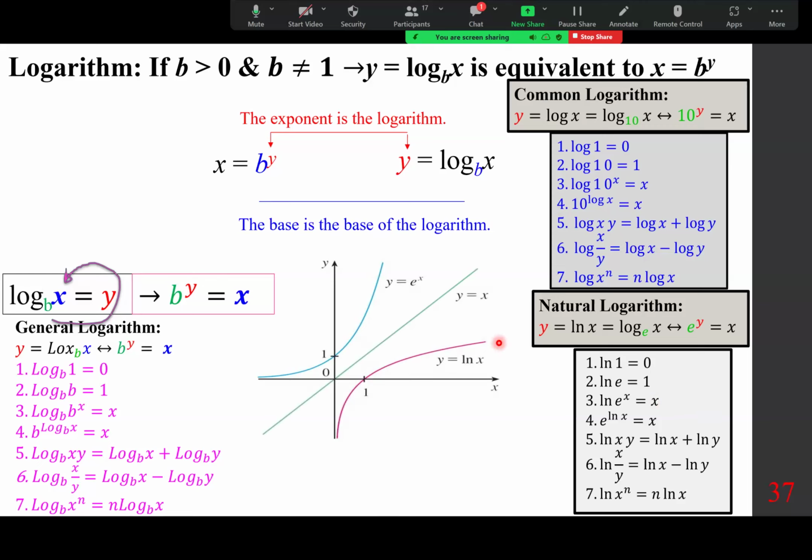Exponential functions and logarithmic functions are inverse functions, therefore symmetric with respect to the line y equals x. We also have the change of base formula. Log x base b is log x over log b with any base, for example, a. Normally we use common log or natural log.